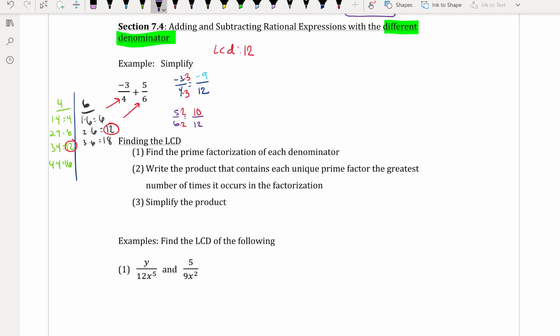So now my two fractions, that negative 3/4 plus 5/6, well, we know what that's supposed to turn into. It's supposed to turn into a negative 9/12 plus 10/12. So what we end up having is the same denominator. That's exactly what I wanted. So now I have negative 9 plus 10, which is going to give me a positive 1. So I'm going to get my final answer there as 1/12.